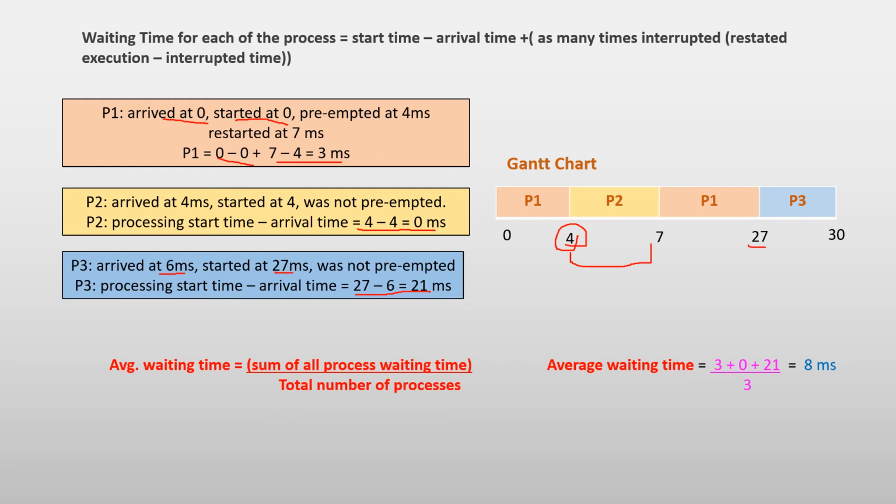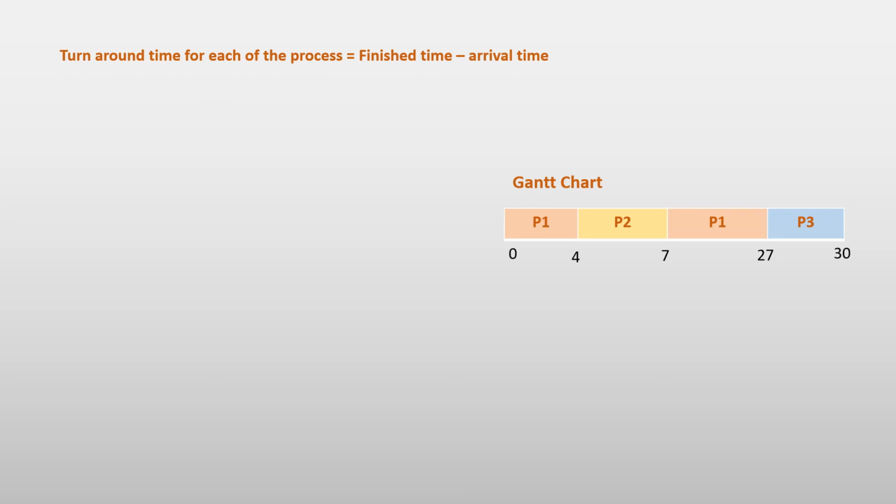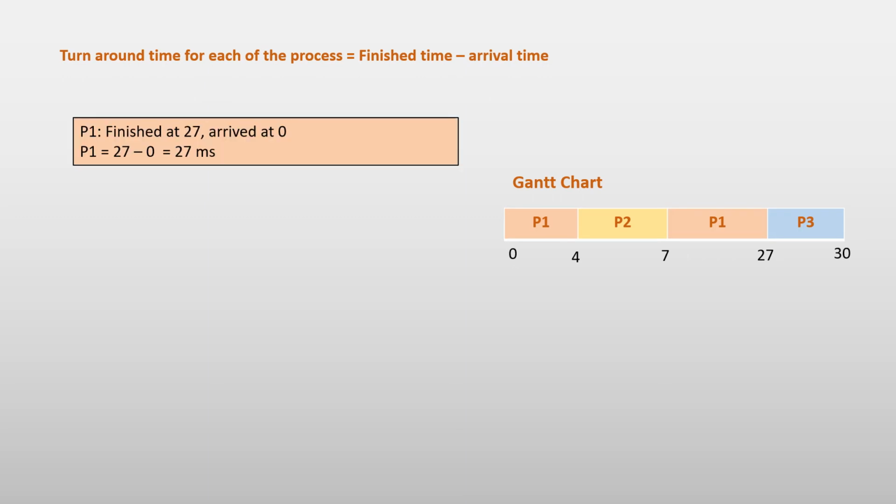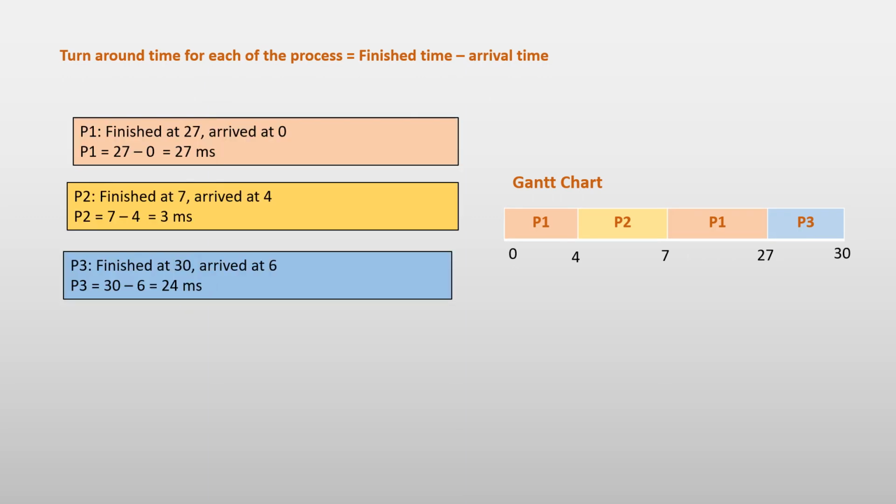So 8 milliseconds is the average waiting time for each of these processes. Let's calculate the turnaround time. Turnaround time is finished time minus arrival time. So from this process, we know that P1 has finished at 21 milliseconds and it arrived at time 0.